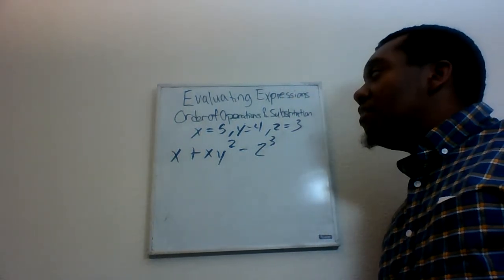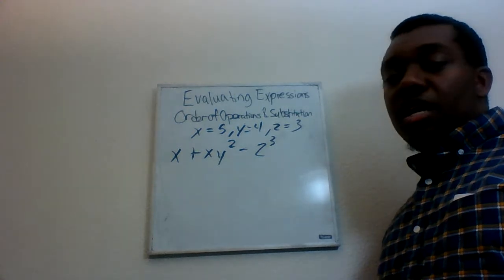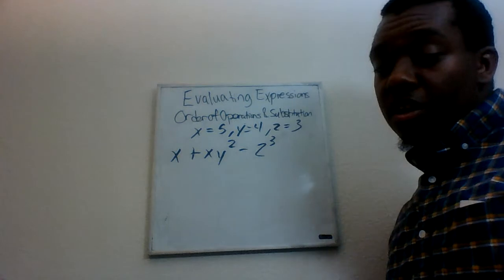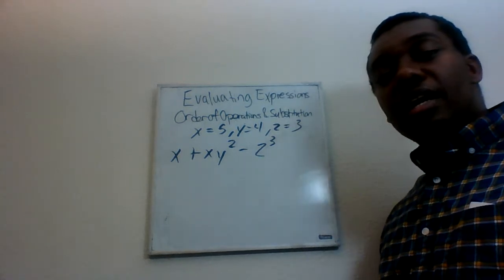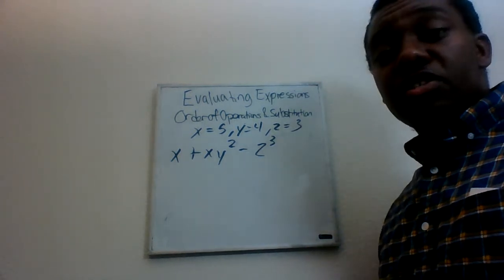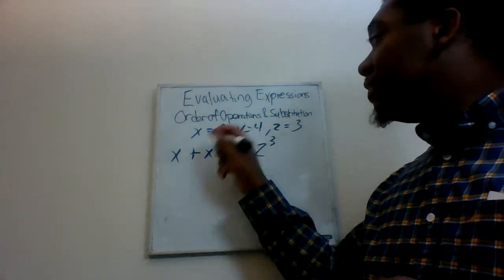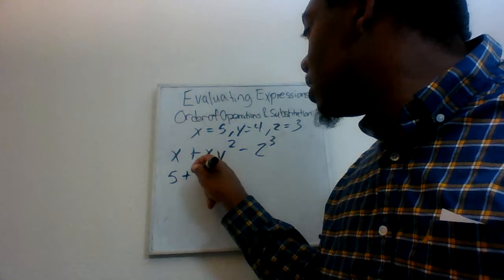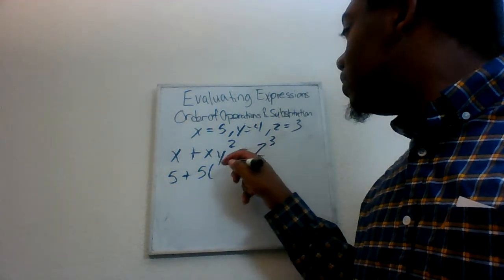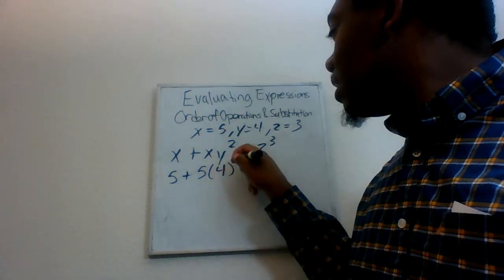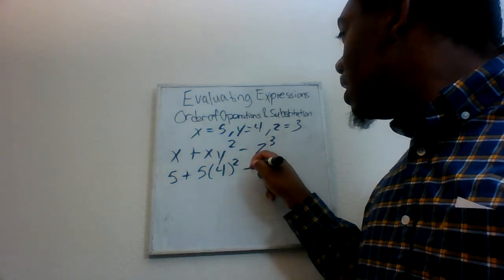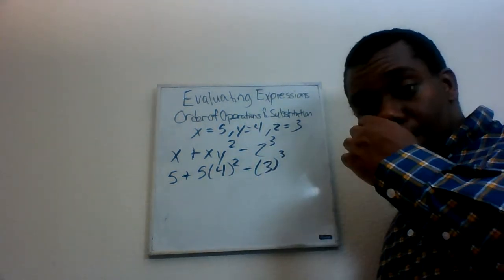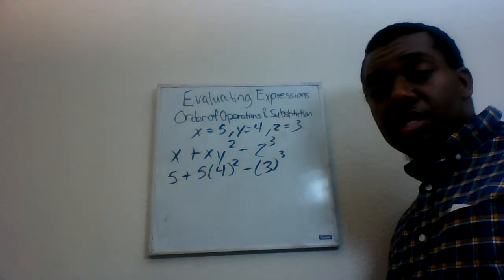So x equals 5, y equals 4, and z equals 3. And x plus xy squared minus z to the third power is what we want to find out the value of. So first things first, we're going to substitute. If I substitute 5 for x, and I substitute 4 for y, and I substitute 3 for z, we should now be able to evaluate using order of operations.